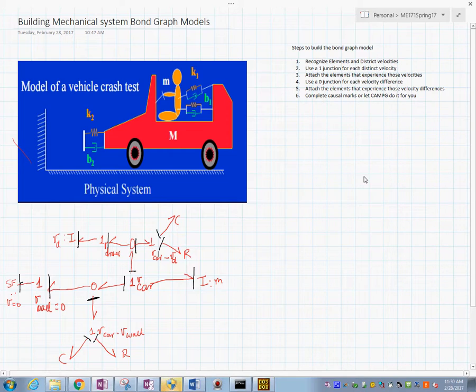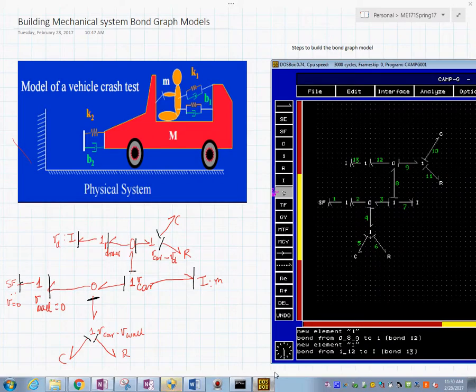So that's the process that we use to generate a bond graph model for a mechanical system. And so it is in the right hand side using the CamG software. This is ready to be entered into MATLAB, something that we will do later on.